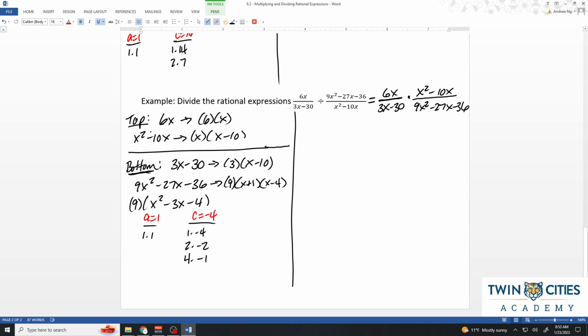Okay, so now let's put the top over the bottom. All the parts for the top over all the parts for the bottom. So 6 times x times another x times x minus 10, that's the top part, over the bottom part, I've got 3 times x minus 10, and then 9 times x plus 1, x minus 4.